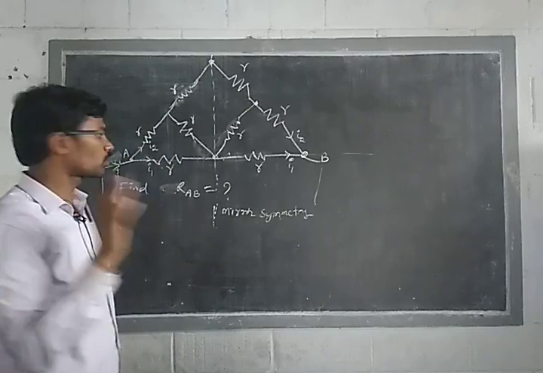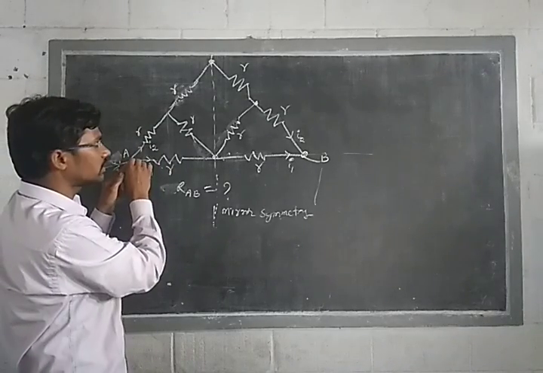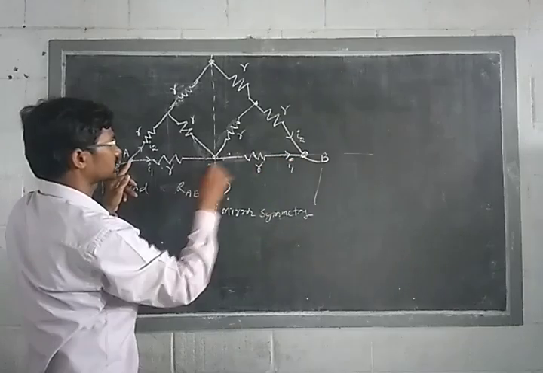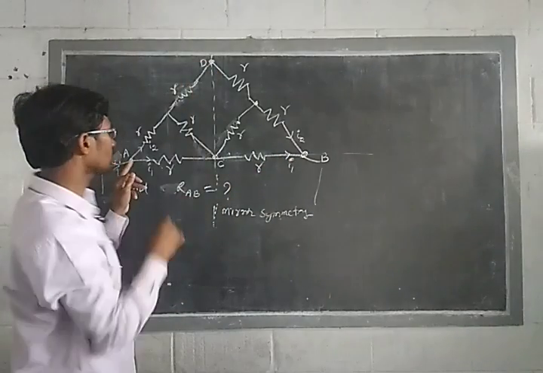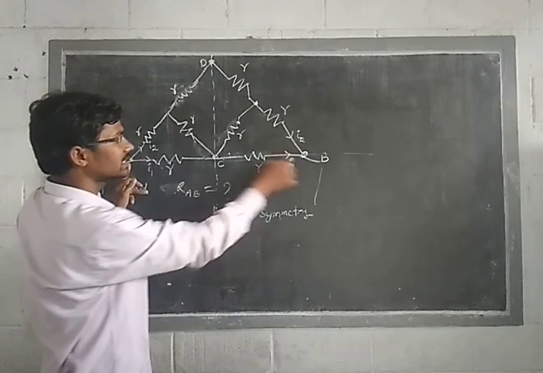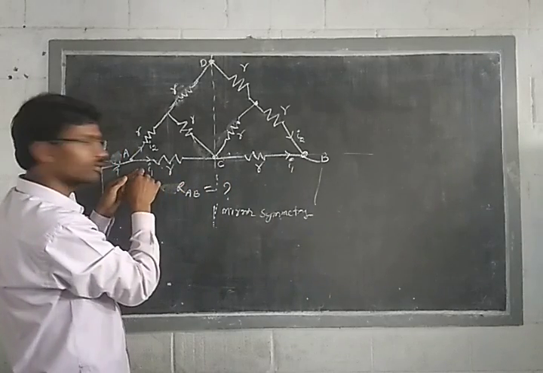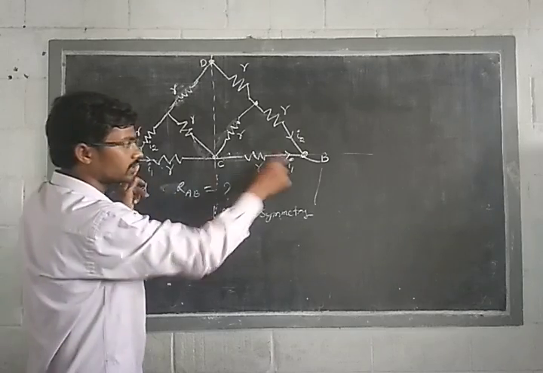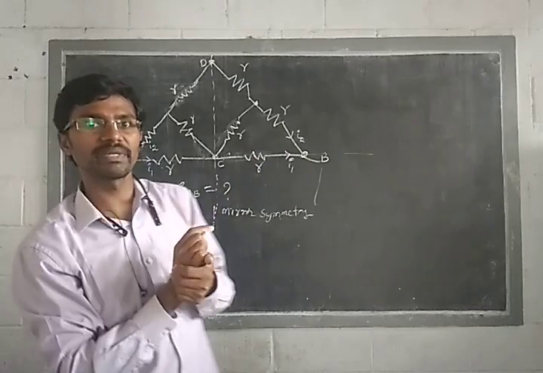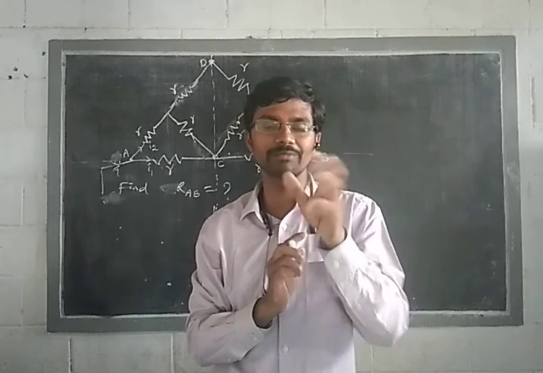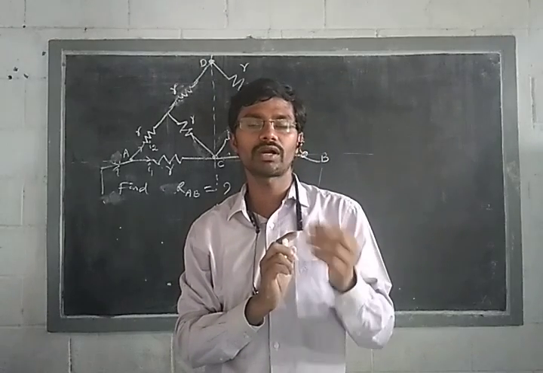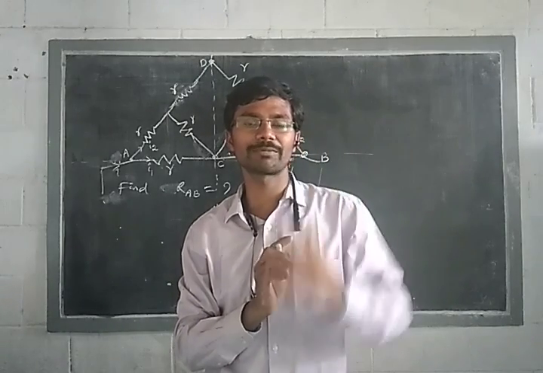So you can understand one thing: across AB, let me take this point as C and this as D. Along ACB, the direction of the current is the same, I1, and here also I1 only. That means in what combination do you get the same current? In what combination of resistances is the current the same? Can you tell, students?